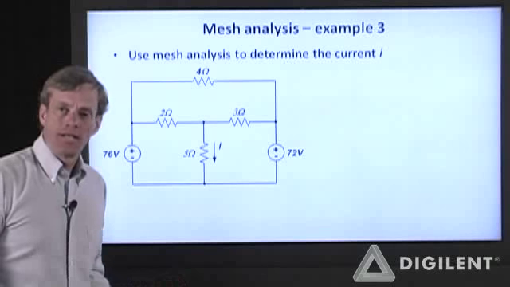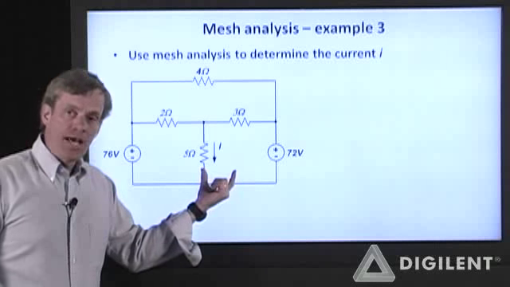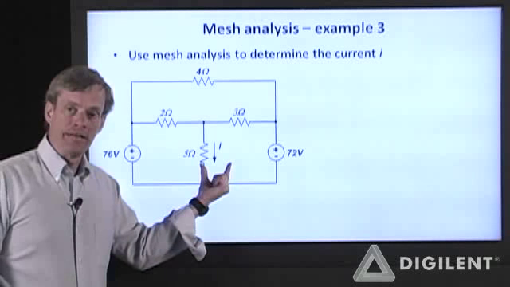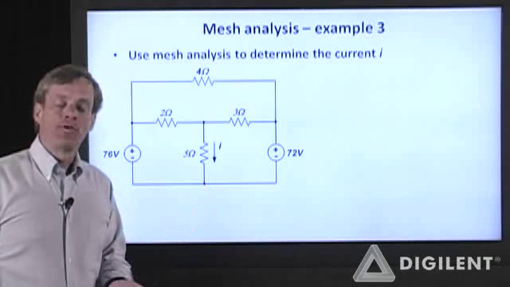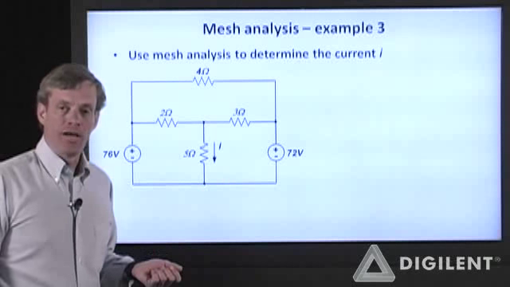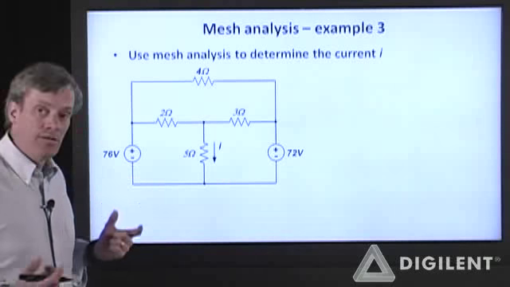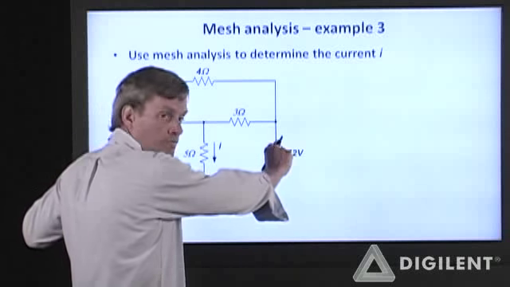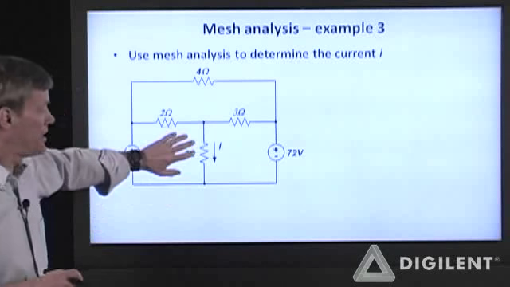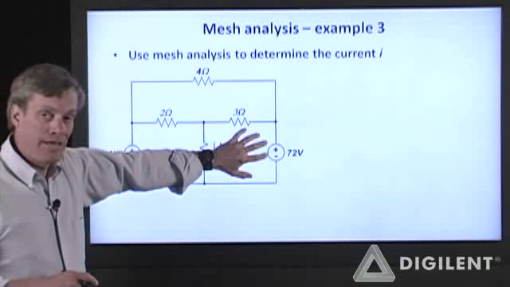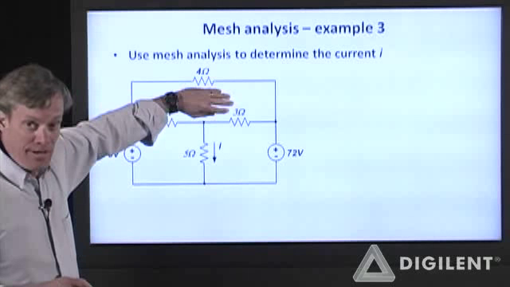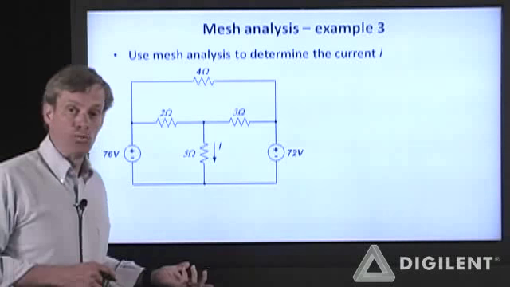Let's do another mesh analysis example. I want to use mesh analysis to determine the current I in this circuit. I first need to identify mesh loops and mesh currents. If I kill my sources, shorting these 2 voltage sources, I get an enclosed area here, an enclosed area here, and an enclosed area here. I have 3 mesh loops.